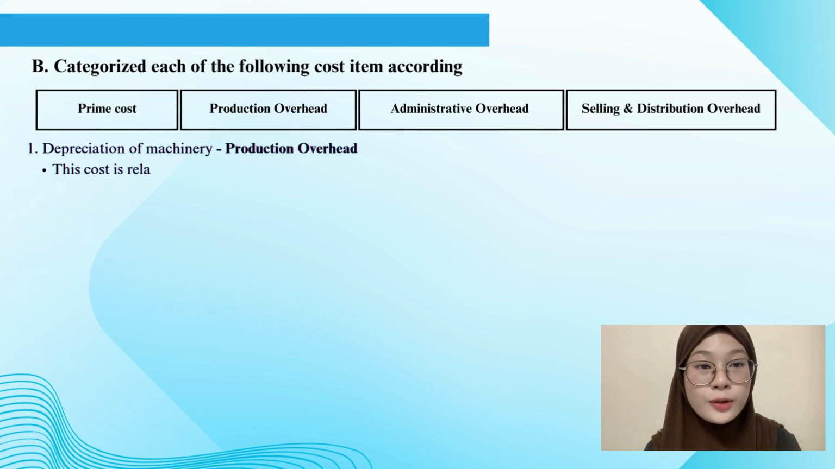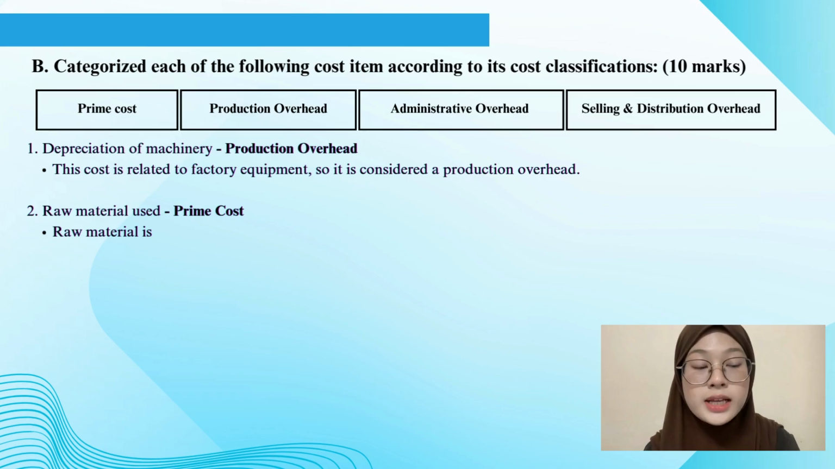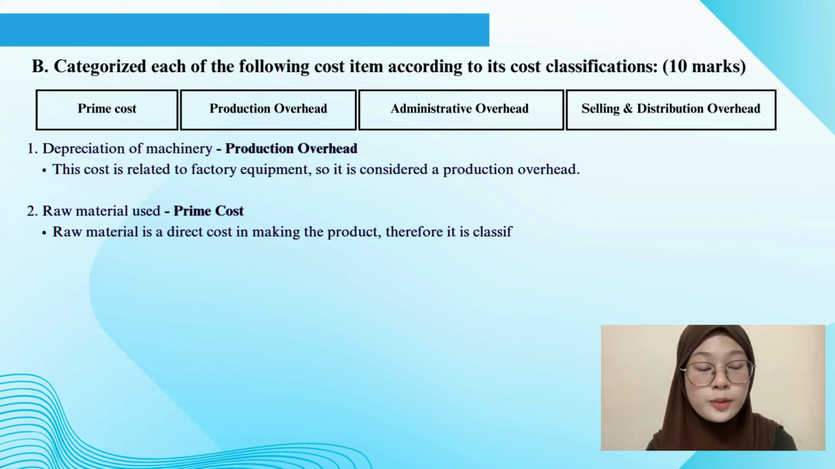Today I will present about cost classification. In this presentation, I will explain how different cost items are categorized into prime cost, production overhead, administrative overhead, and selling and distribution overhead. Let's start with number 1. Depreciation of machinery is a production overhead. This cost is related to factory equipment, so it is considered production overhead.